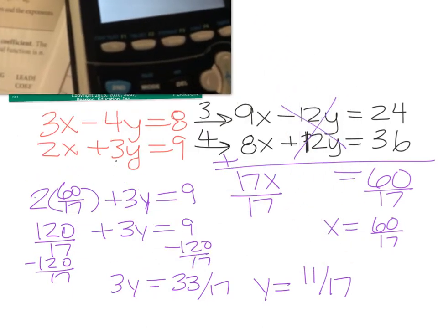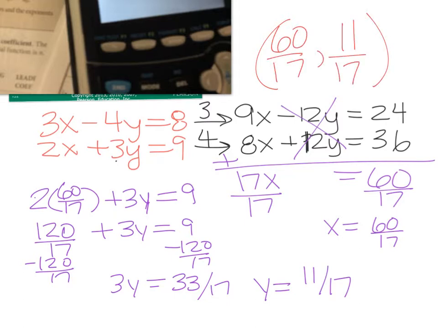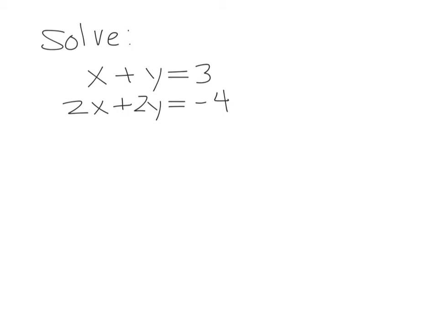Okay, now remember, once you have this, you need to write this in ordered pair format. So you need to put the x number first, which is 60 over 17, and the y number second, which is 11 over 17. I want to show you one more just so that you can see what a no solution is going to look like, and then we'll do a story problem together to wrap this up.